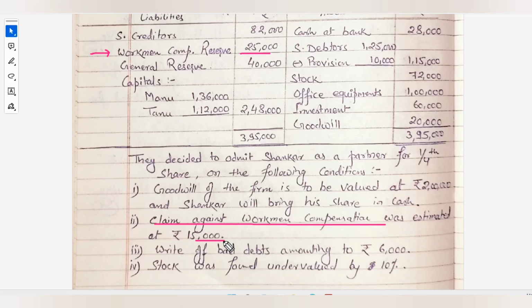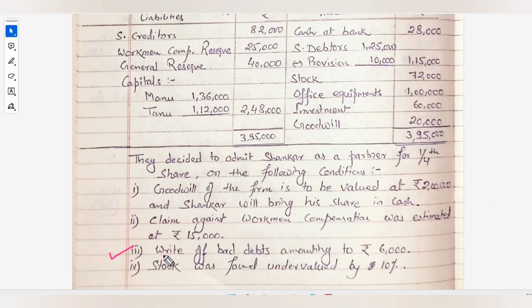Rather, the remaining amount of workman compensation reserve, that is rupees 10,000, will be distributed between the partners in the old ratio. But in case the amount of claim exceeds the amount of workman compensation reserve, like the reserve is 25,000, but suppose in point number 2 the claim amount is given as 30,000. So in that case, rupees 5,000 of claim is exceeding the amount of reserve. In that case, that 5,000 will be transferred to the debit side of the revaluation account. So right now we don't need to transfer any amount to the revaluation account for point number 2. It will be impacted only in the partners' capital account.